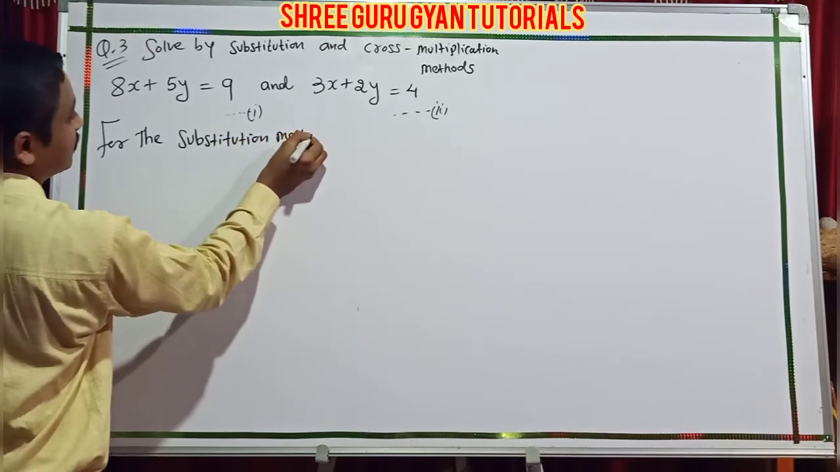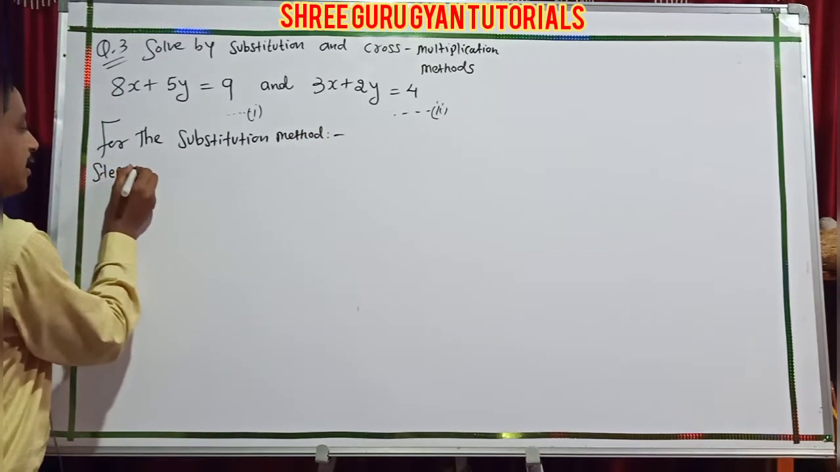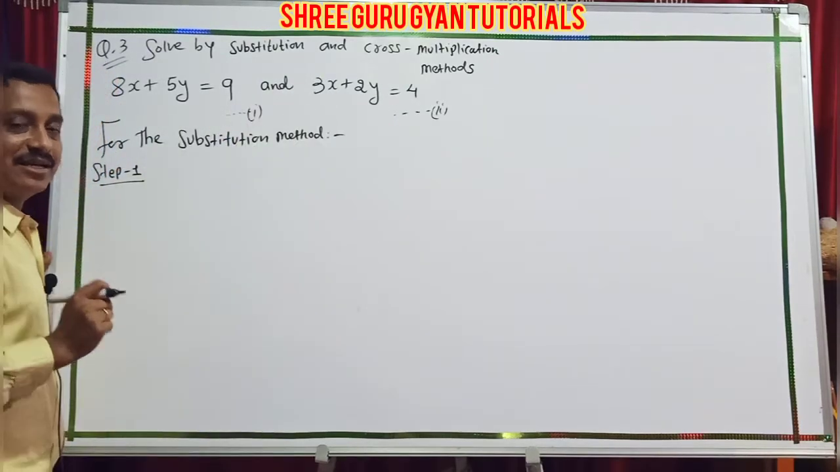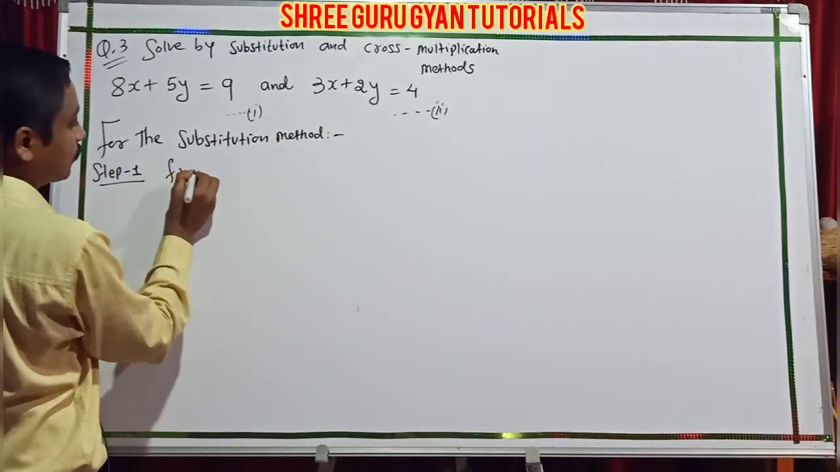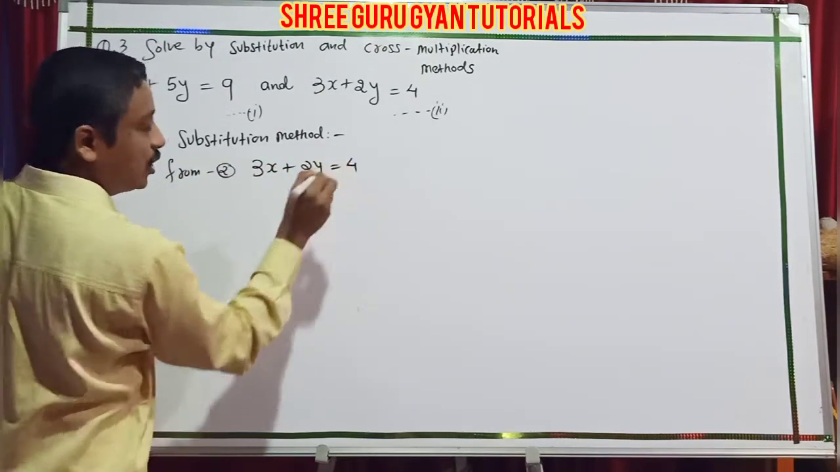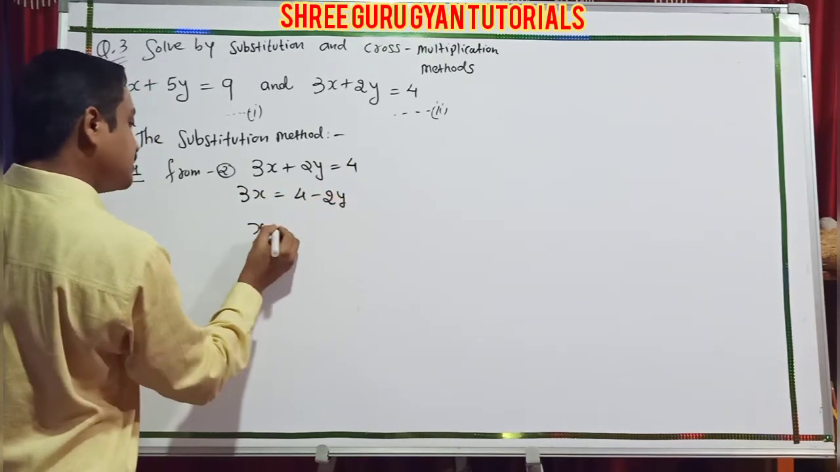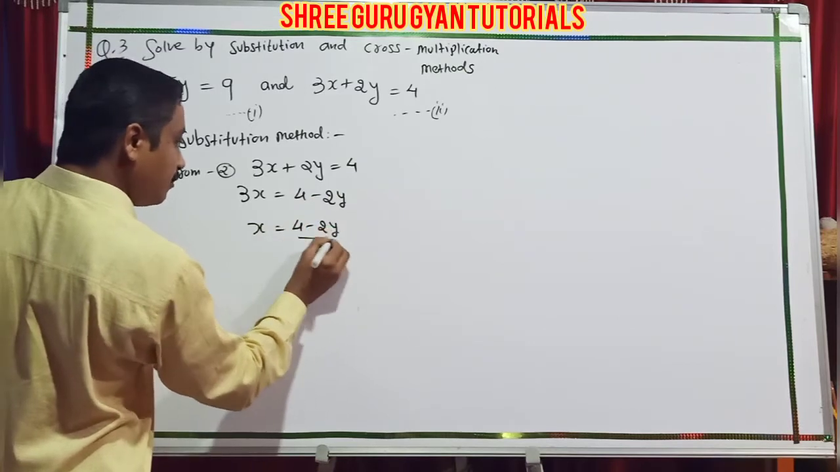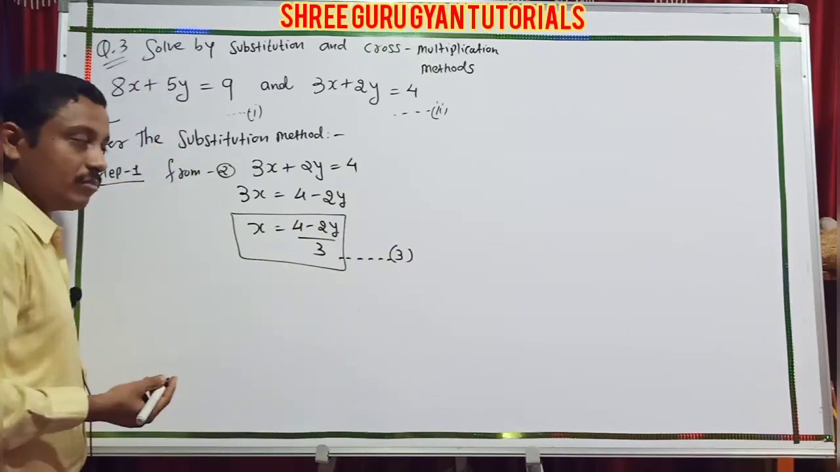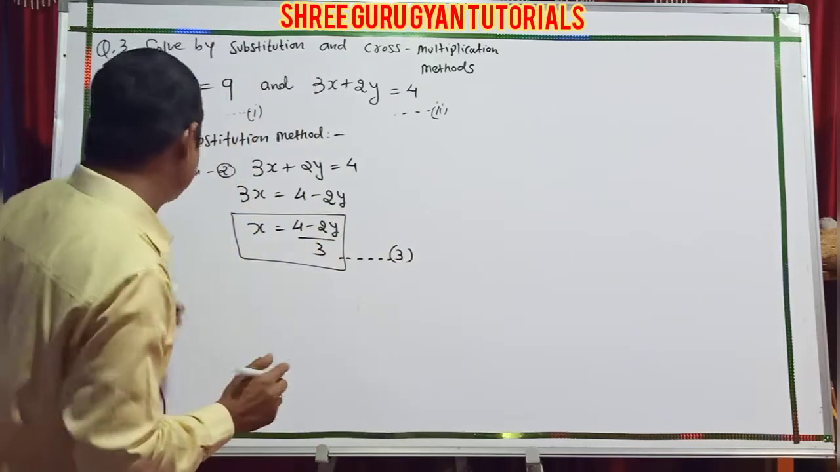So first of all, highlight which method you applied. Step 1: I hope you know this method properly. Either one equation, either two, you utilize. I start from equation 2, 3x plus 2y is equal to 4. What is x? 4 minus 2y. So x is 4 minus 2y by 3, and that is your equation number 3. I just separated it. Now, step 2.